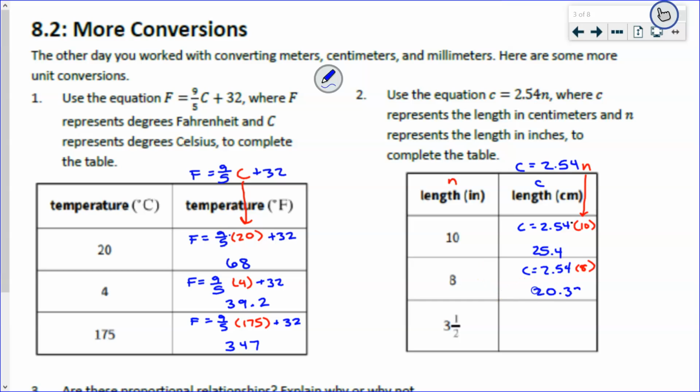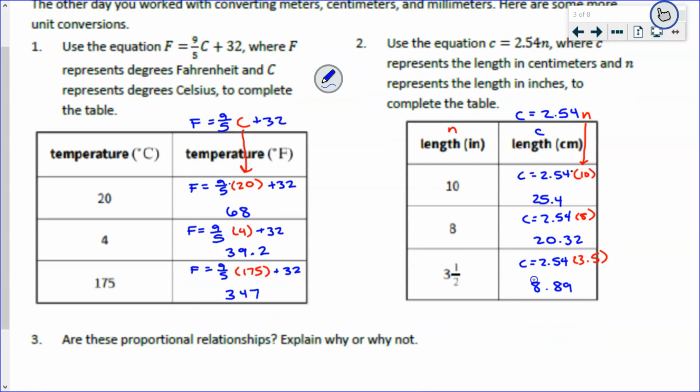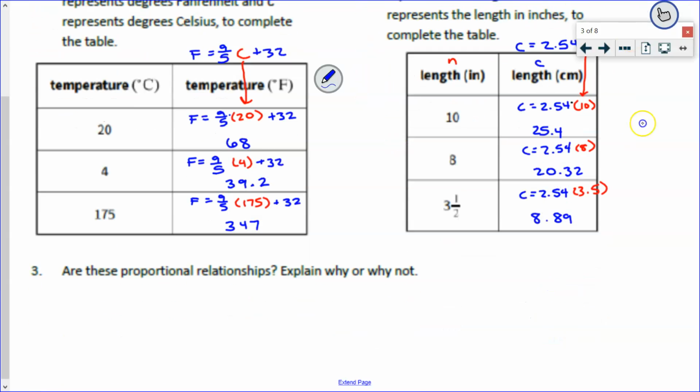20 and 32 hundredths. Are you guys checking all their work too? Checking their calculations? You guys getting the same things? Okay, Carter. 8 and 89 hundredths for 3.5. Okay, fantastic. Now, are these proportional relationships?